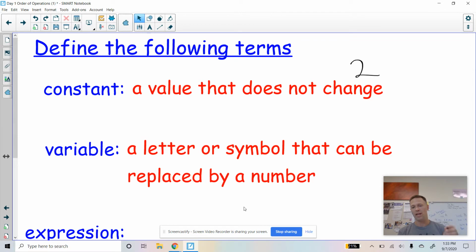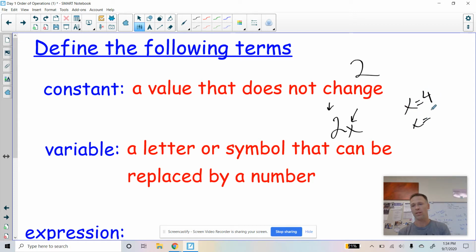Variables are going to be the x's, the y's, the z's, the w's, the q's, whatever you see in an expression. It's a letter or symbol that can be replaced by a number. So, for instance, if I have 2x, the 2 would be a constant, and x obviously would be the variable. I can later tell you that x is equal to 4, or x is equal to 3, and then we can substitute that value in, okay?